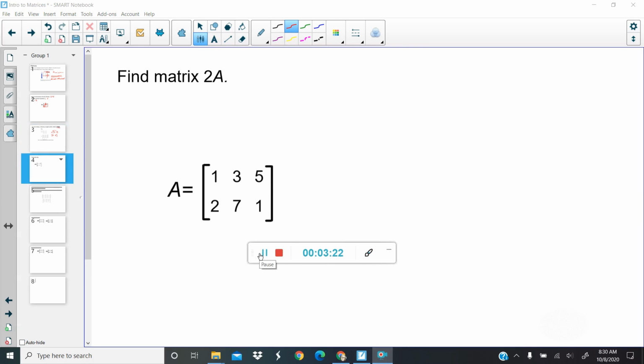So then I just want you guys to pause and try this example. You're trying to find matrix 2A, so that means you're multiplying matrix A by a scalar of 2. And then unpause when you're ready to see me go over it.